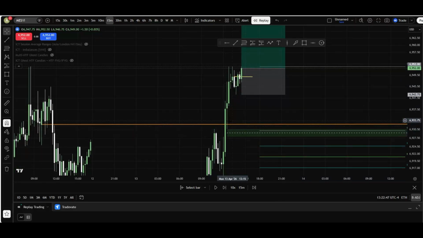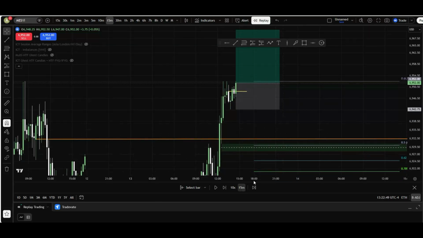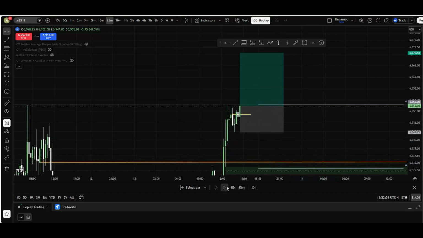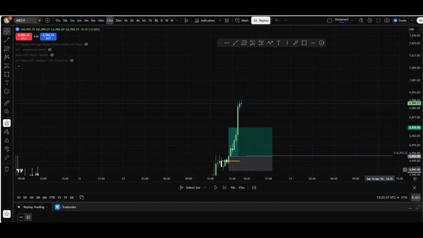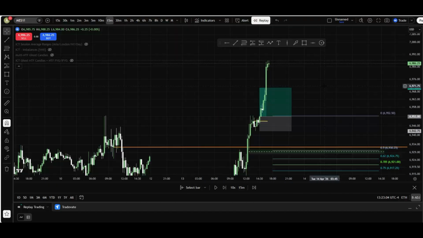We still have these points of interest down here. We could re-enter if we need. Let's see what happens. And we get that large expansion through. Okay, so there's example 1. We used weekly for bias, we used 4 hour for structure, and then 15-minute for entry.